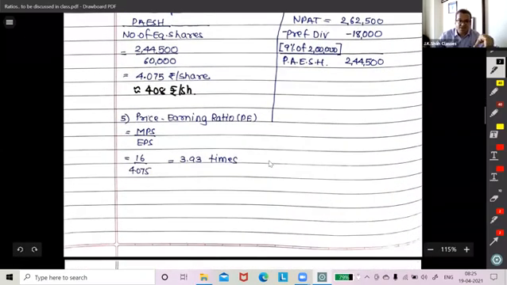And then the last one, the price earning ratio. It is MPS upon EPS. MPS is 16, EPS is 4.075. Even if you've used 4.08, the answer will come to 3.93 times.